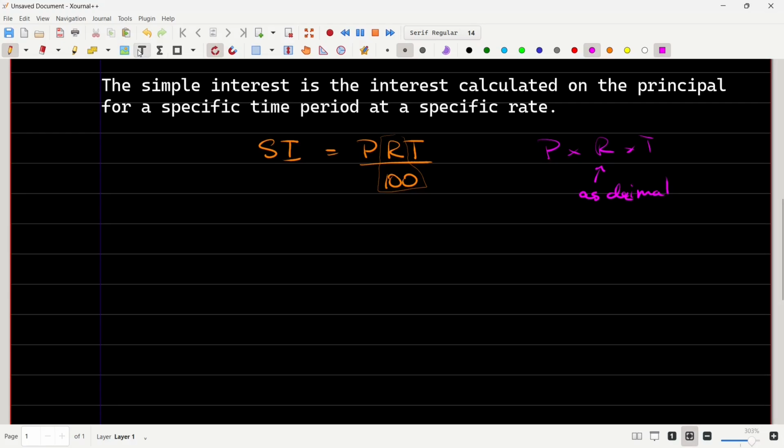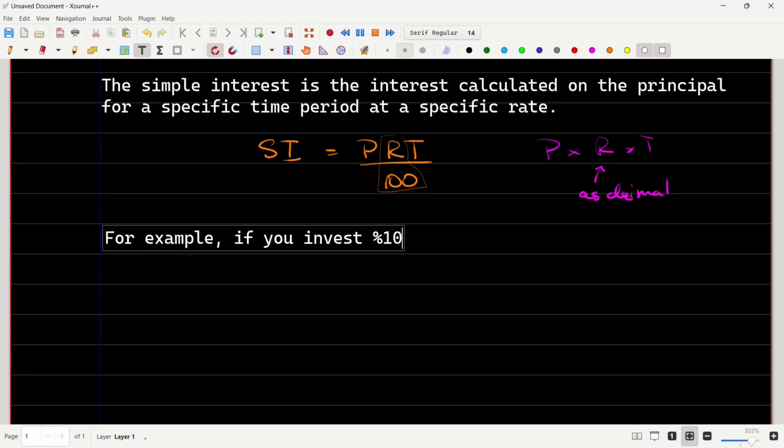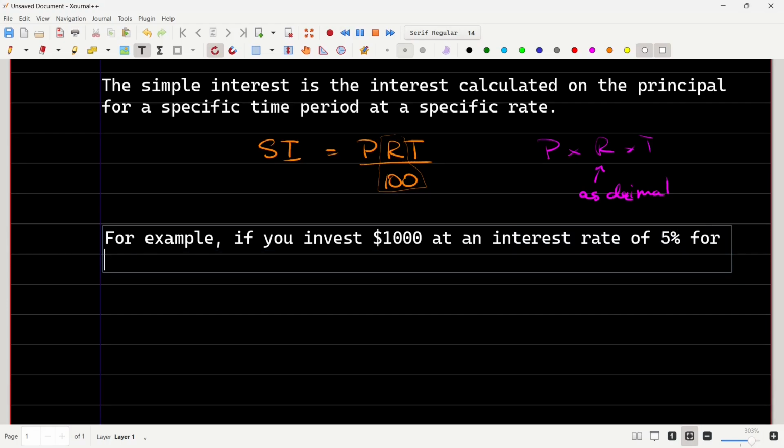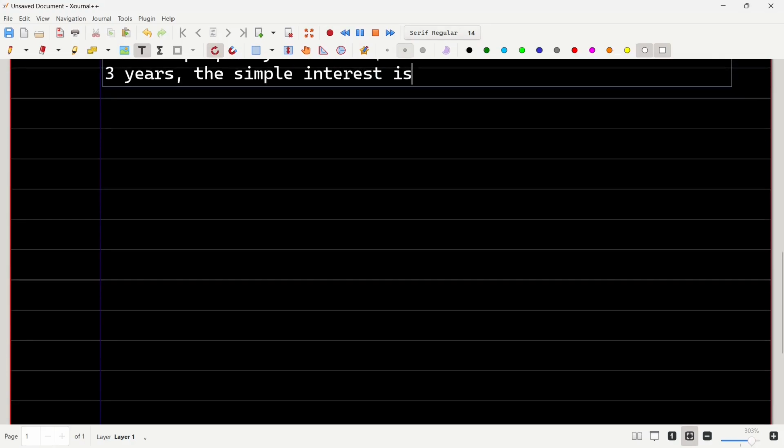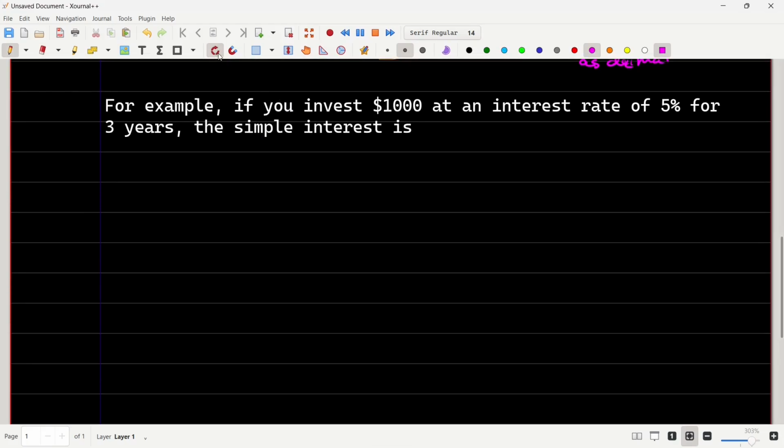So for example, if you invest $1,000 at an interest rate of 5% for 3 years, the simple interest is, and we're just going to use the formula to calculate it now. Let me extract these pieces of information from the question itself first. So we're going to see that this here is the investment, the principal. This here is the rate, which is 5%, and this here is the amount of time in years, which is 3.